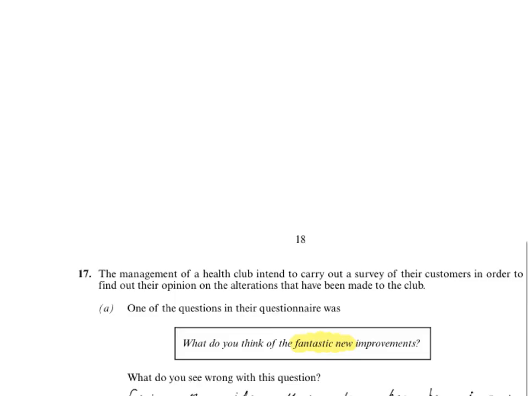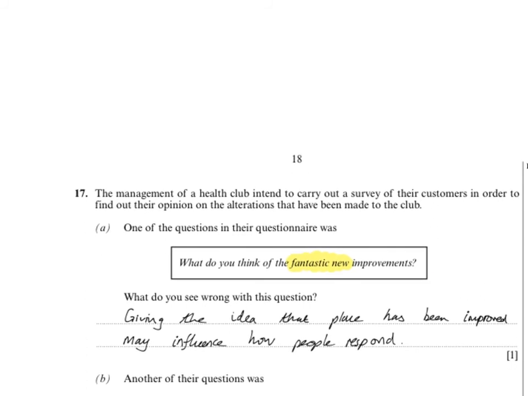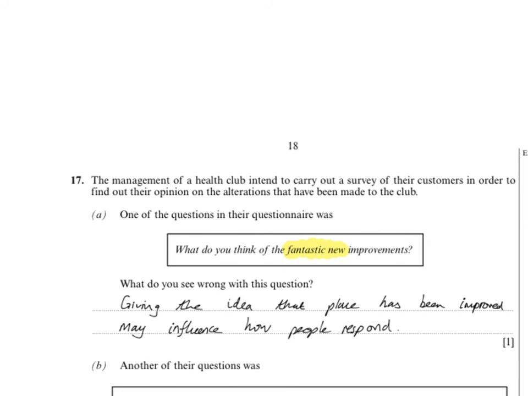Okay, so the big hint here. One of the questions in their questionnaire, after they'd surveyed their customers in order to find out their opinion on alterations, says, what do you think of the fantastic new improvements? Well, if you start putting in words like fantastic new improvements, you're bound to get only one answer. You might say, oh yeah, they're good. It's putting a doubt in people's minds. So it's saying, giving people the idea the place is improved may influence how people respond.